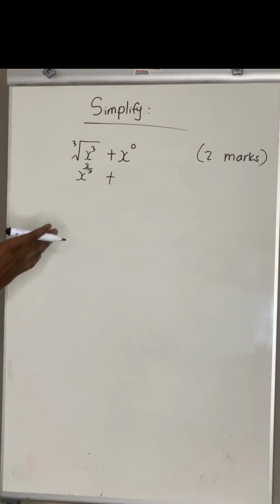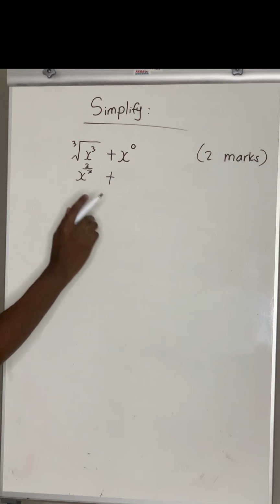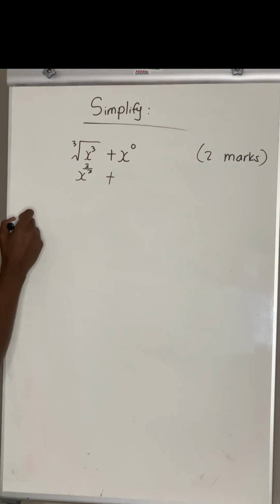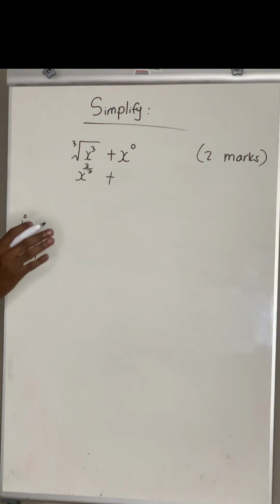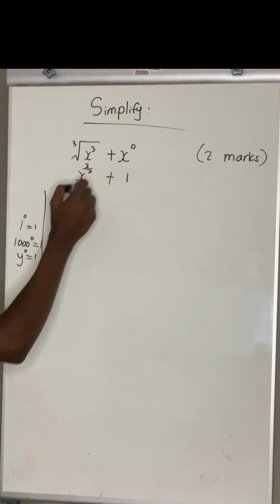What you should know is that any number or variable raised to the power of 0 is 1. Even if you have 1 exponent 0, you get 1. If you have 1,000 exponent 0, you'll still get 1. If you have y exponent 0, you're still going to get 1. You should try punching these two into your calculator. Any number or any variable raised to the power of 0 is 1. So this is going to be 1.